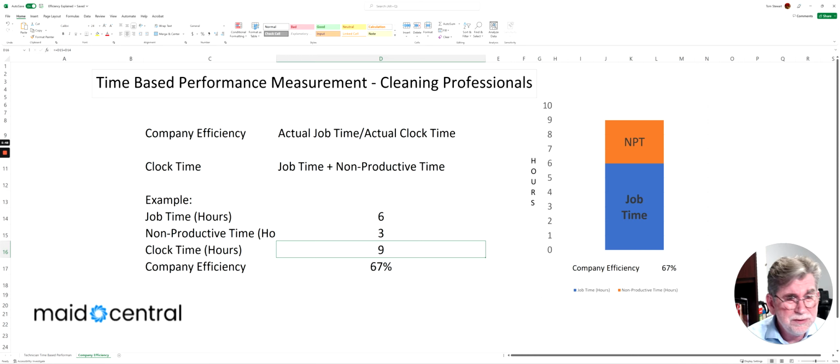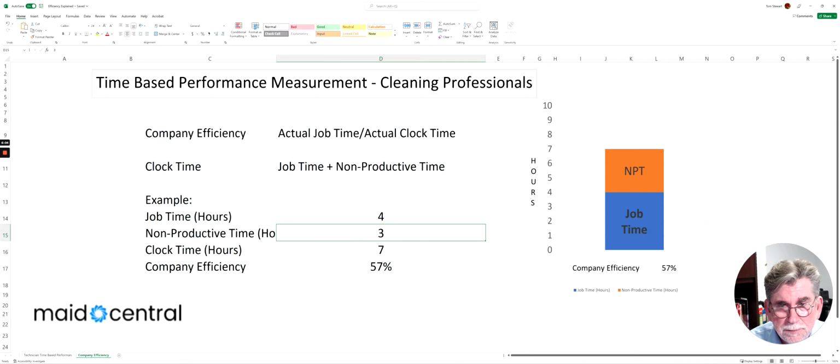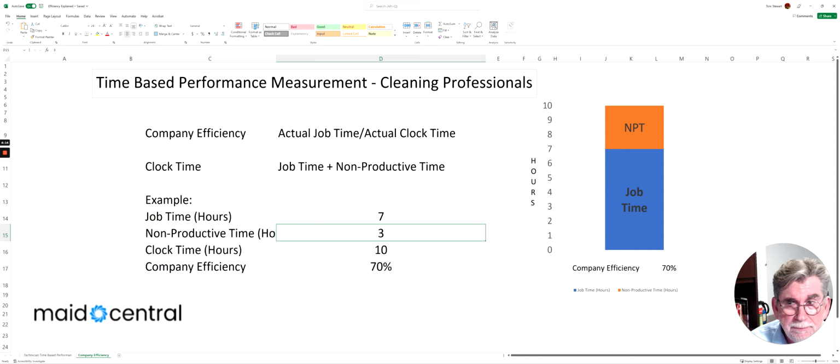Another thing that kind of throws this off is if I am a cleaning professional and I am really fast, say I can get these homes cleaned in 4 hours as opposed to 6, which is really awesome, that actually drives my efficiency down. I'm being penalized for being fast. Likewise, if I am slow, that actually makes my efficiency higher. So from measuring the performance of cleaning professionals, company efficiency really isn't an awesome number.